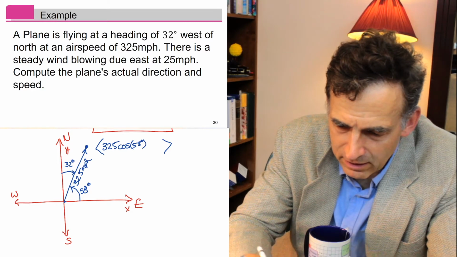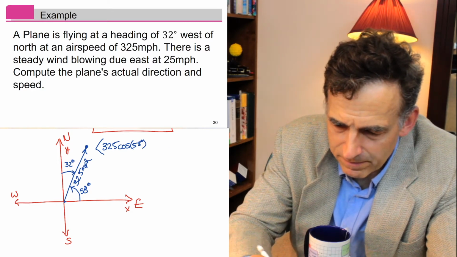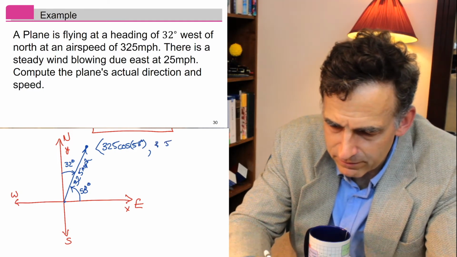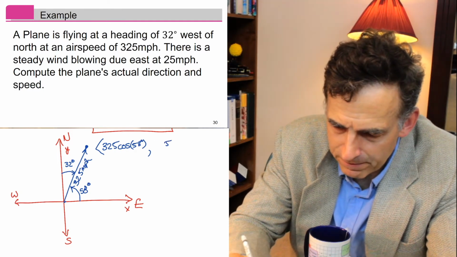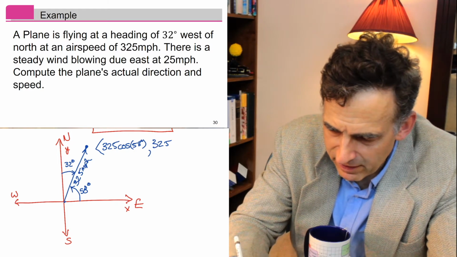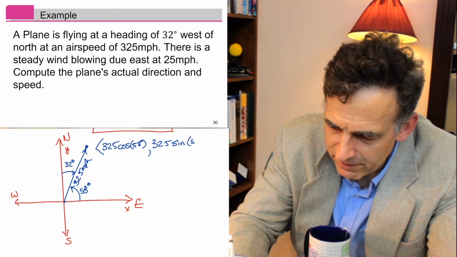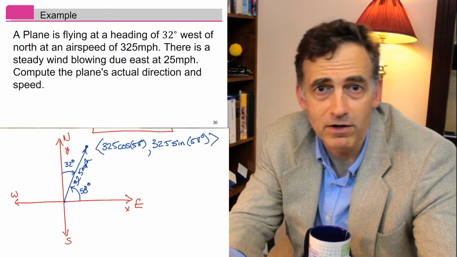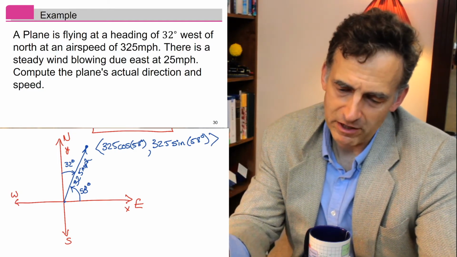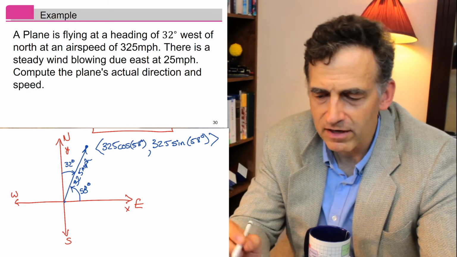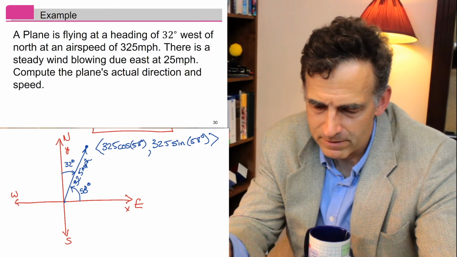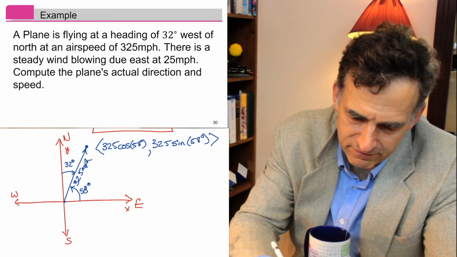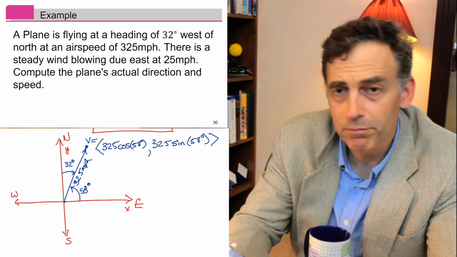And then 325 times the sine of 58 degrees. I'm just using my polar coordinate to rectangular coordinate conversion formulas, r times cosine theta and r times sine of theta. So that's this vector right here. We'll call that vector V for plane.